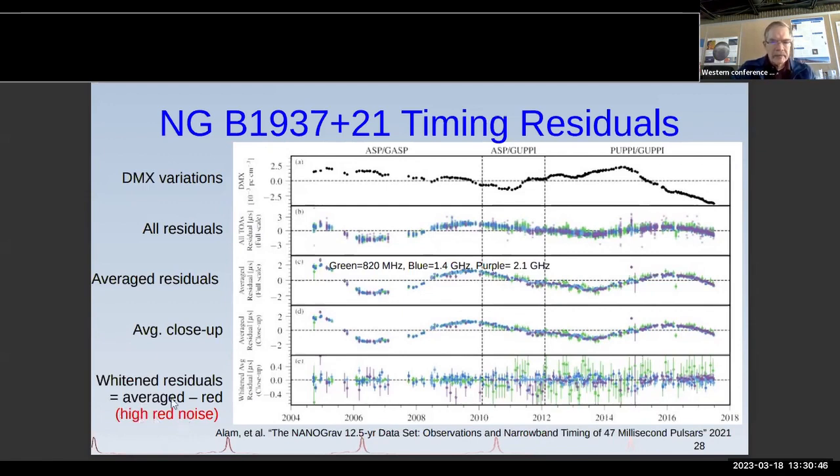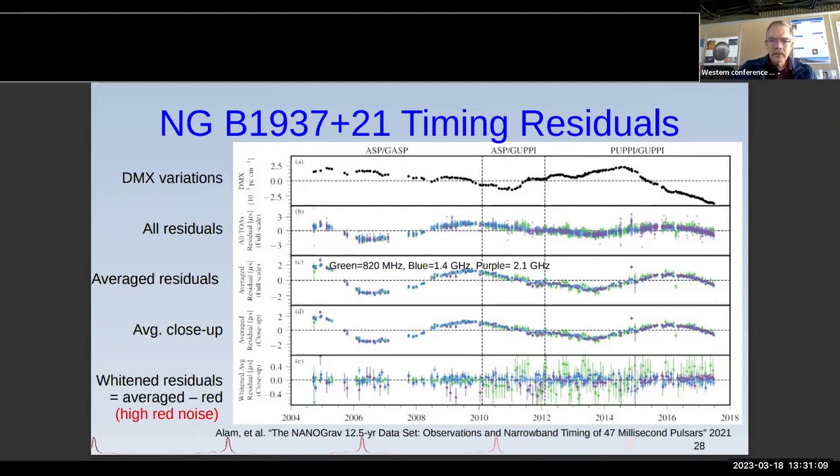That doesn't mean there's any gravitational wave coming from there. What it most likely means is there's still unmodeled effects probably in the dispersion measure. So a high red noise model on an individual pulsar likely means that, well, you got to do some more modeling on your dispersion measure or something else that you haven't accurately modeled.